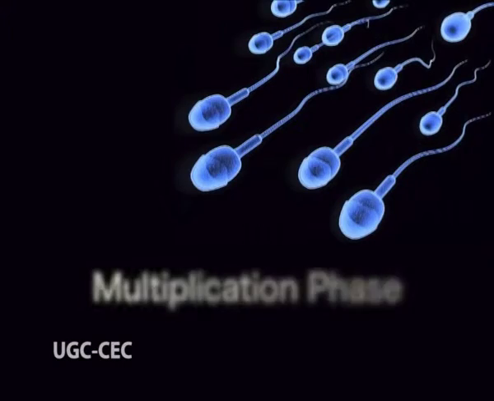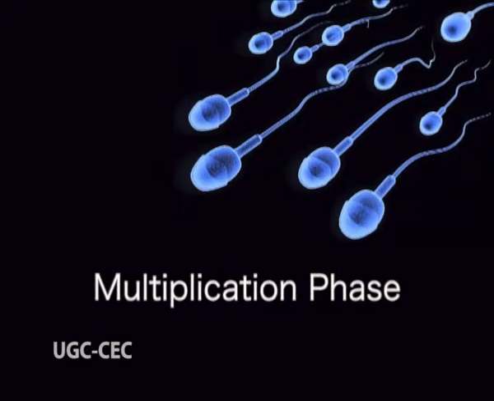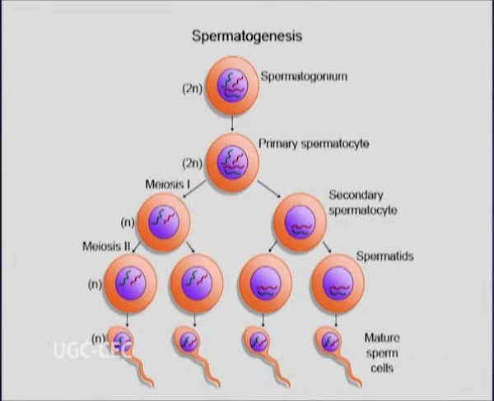It includes the following phases. A. Multiplication phase. Among the spermatogonia numbering over 1 billion in both testicles, several types can be distinguished. At sexual maturity, the undifferentiated primordial germ cells divide several times by mitosis to produce a large number of diploid spermatogonia, which are of two types, type A spermatogonia and type B spermatogonia.